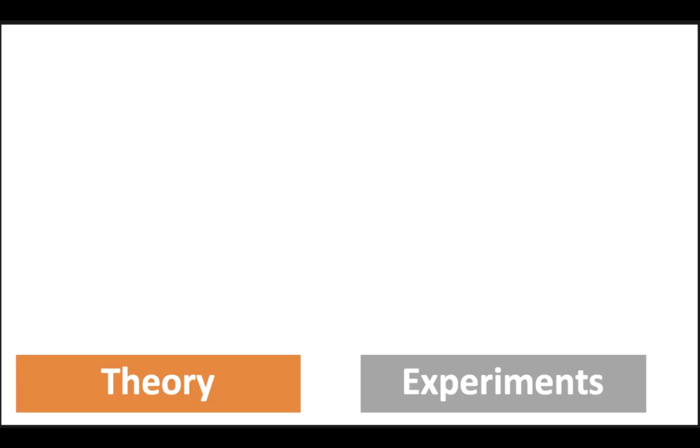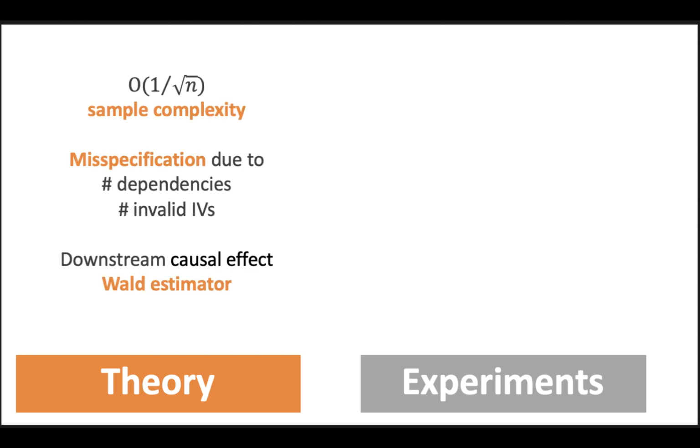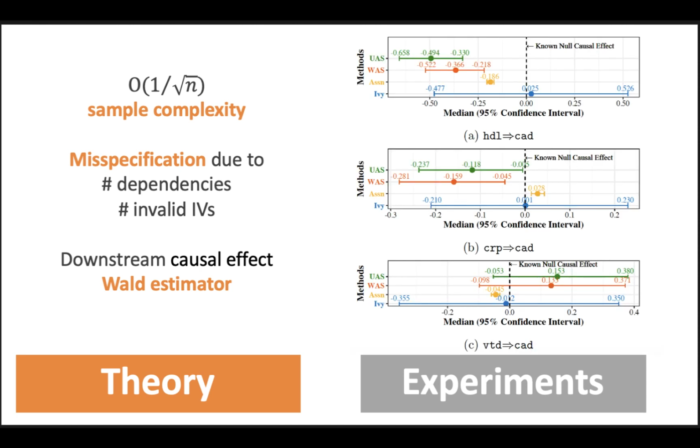We validate our method through theory and experiments. Theoretically, we provide sample complexity results for the estimation error of our method. We characterize how dependencies and the number of invalid IVs among IV candidates may influence this error, and how this error translates to the performance of downstream causal effect estimators, such as the commonly used Wald estimator. Empirically, we show that Ivy may deliver less biased causal estimates on various real-world datasets. This is indicated by a median effect size that is closer to the ground truth, which is 0 in our case.